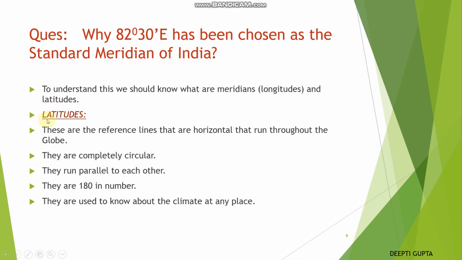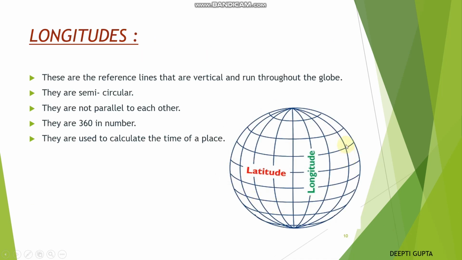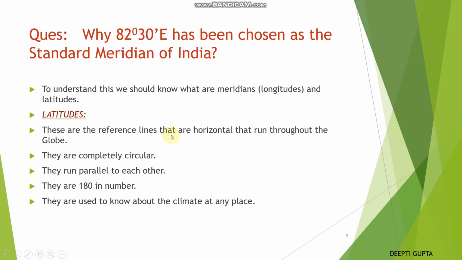First, considering latitude. These are the reference lines that are horizontal and run throughout the globe. I will show you. This is your globe. You can see these are latitudes. If I say in simple language, latitude means leti hui, lying down. So these are the horizontal lines. I am giving you a learning mantra: latitude means leti hui lines, right? So these are the reference lines that are horizontal that run throughout the globe.